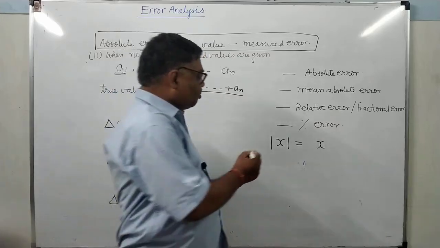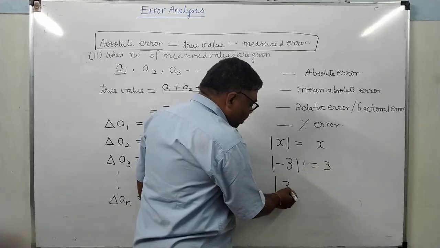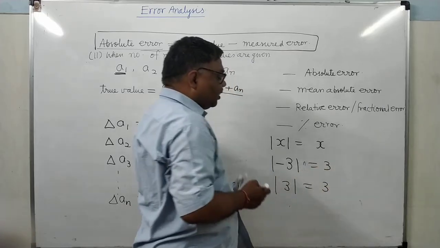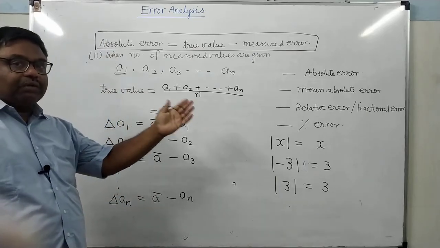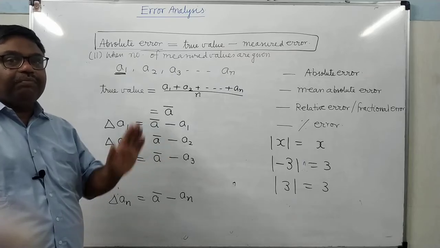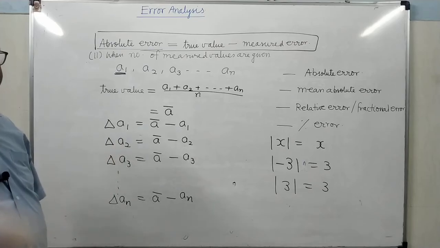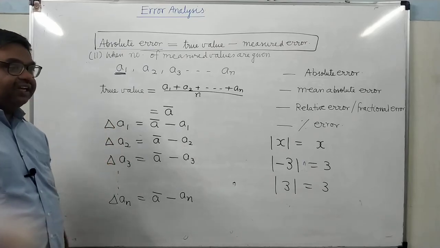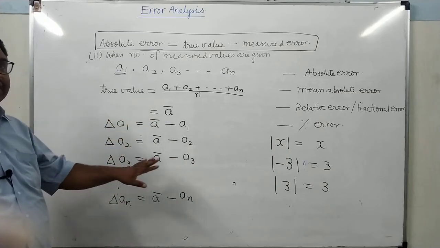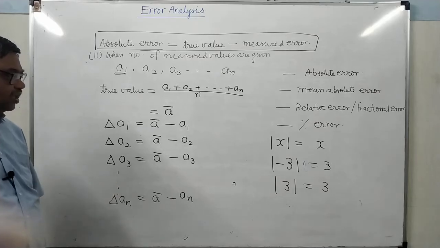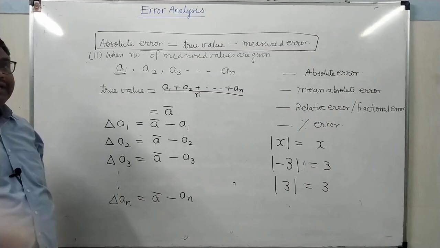Is it clear? What is the modulus of minus 3? It will be equal to 3. Modulus of 3 will be equal to 3. Sign will be ignored. If there is a minus sign, then when you determine the modulus, the sign will be left. So see here, in order to determine the mean absolute error, we don't consider their sign. We will ignore their minus sign. Add all the absolute errors and divide by n. Since there are n observations, there are n absolute errors, so you divide by n.